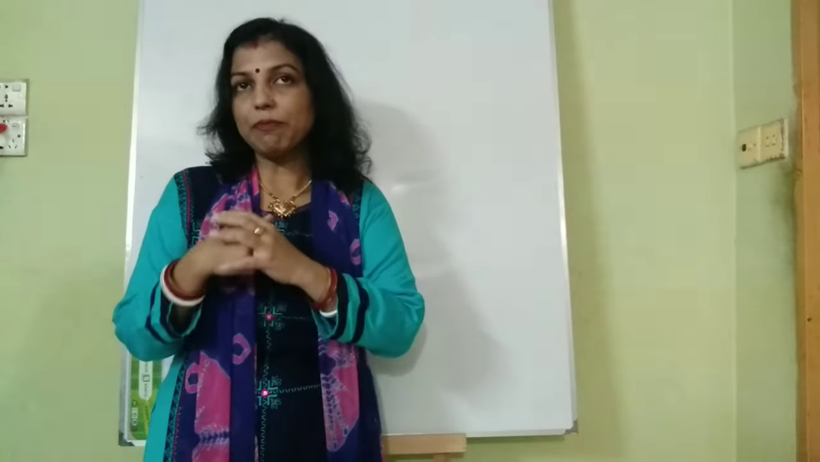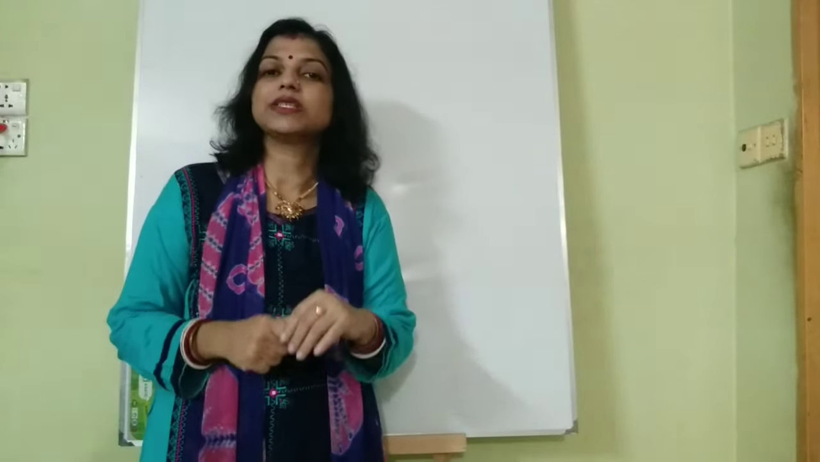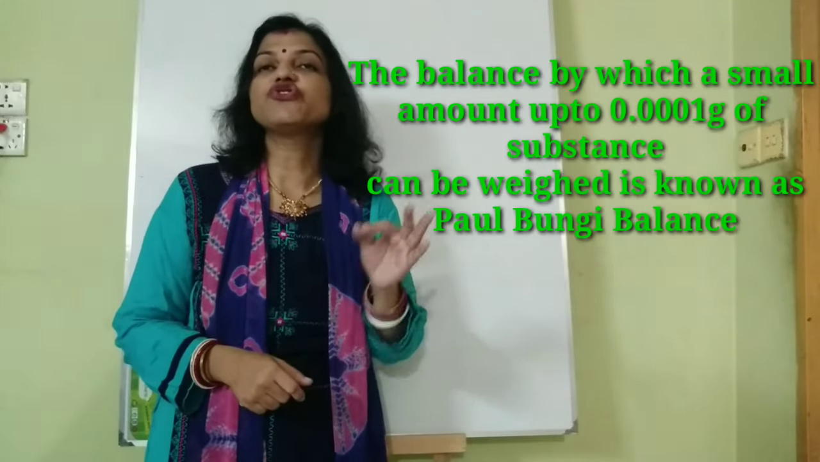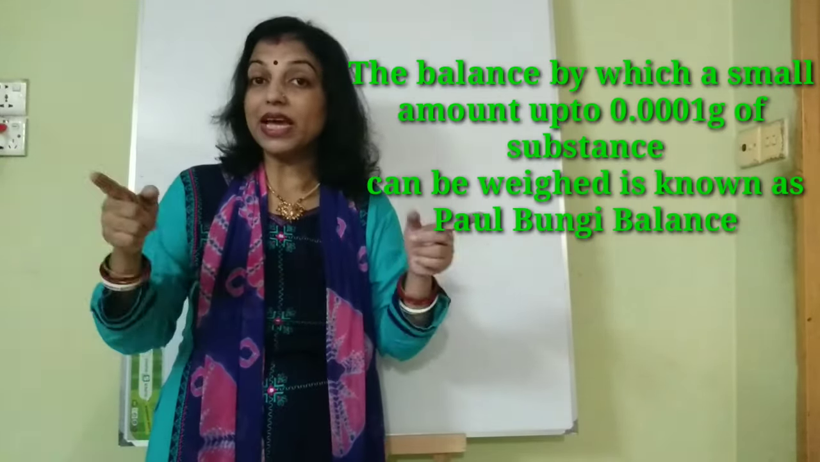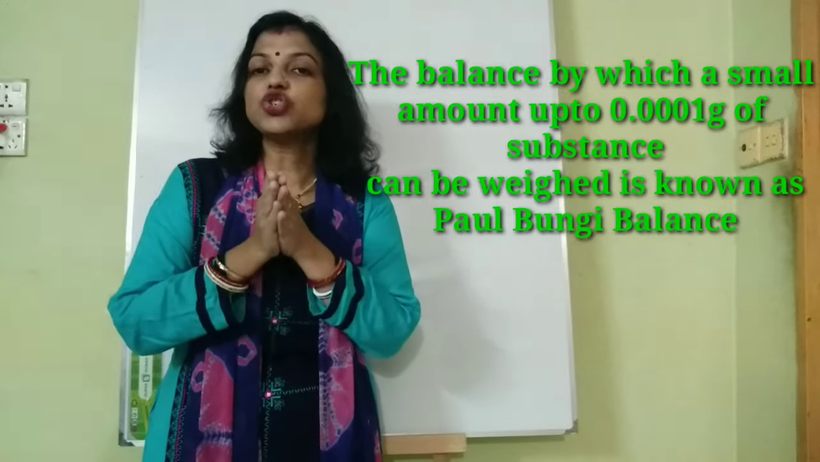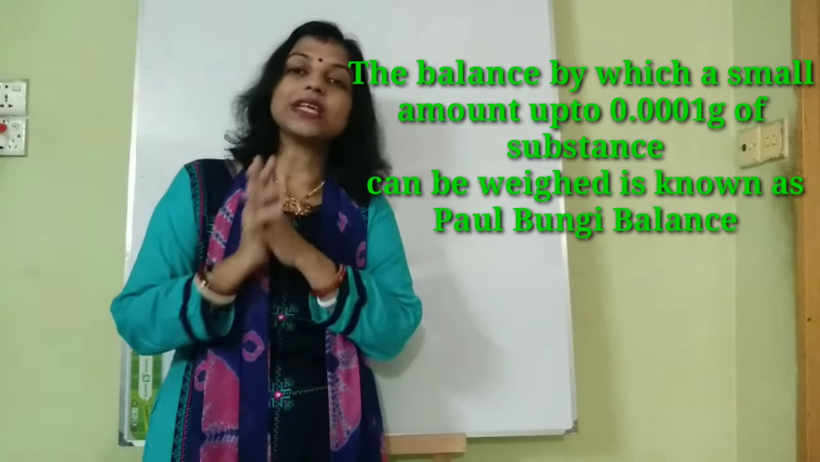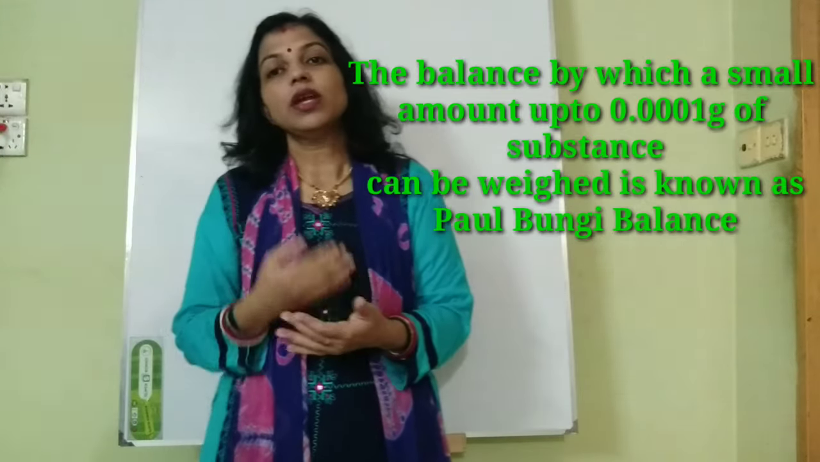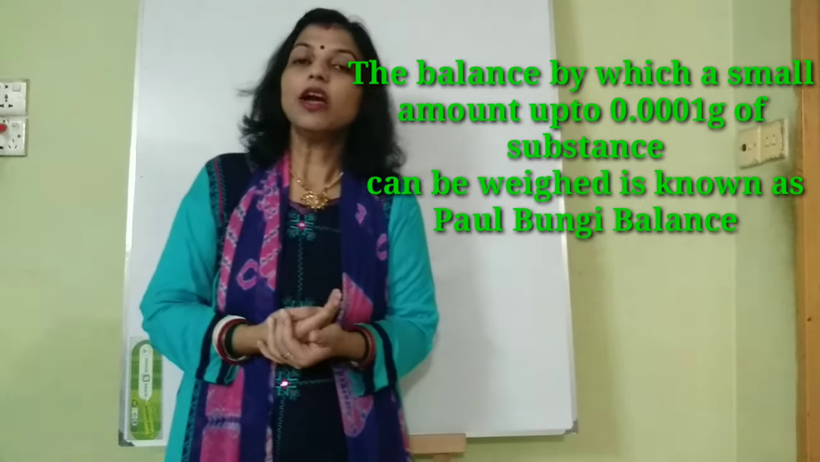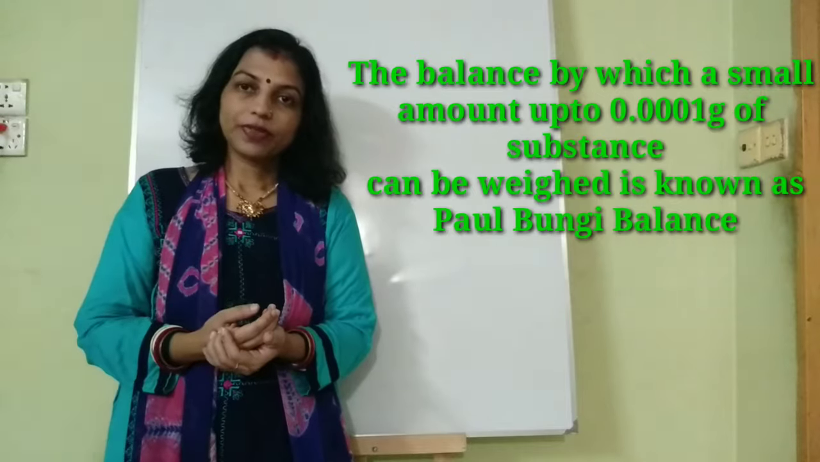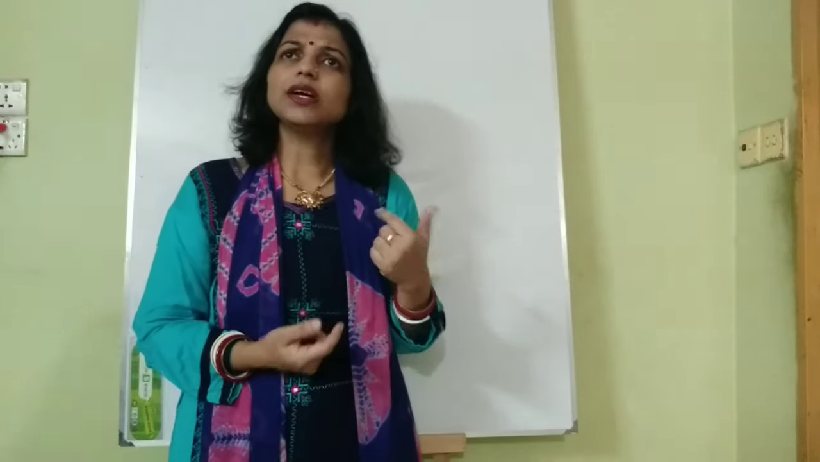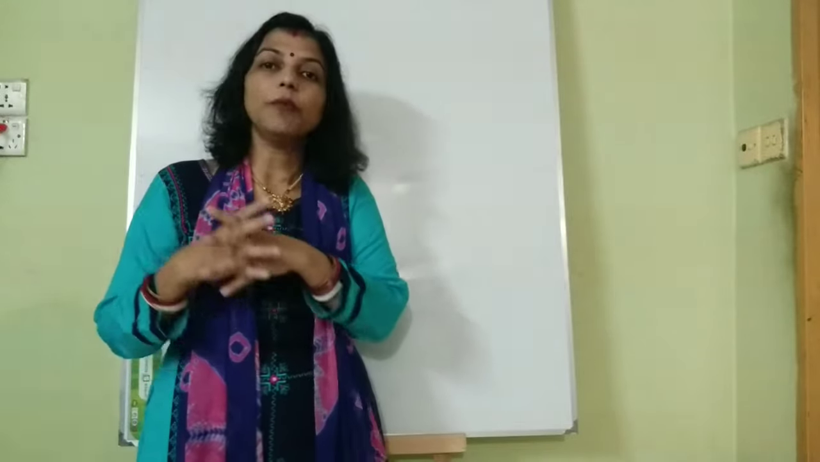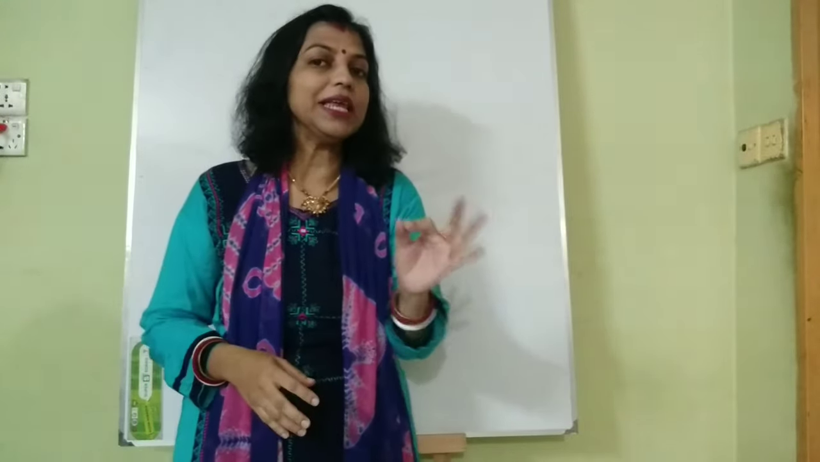Fallbrook balance is the balance by which you can measure a chemical substance up to 0.0001 gram. I repeat again. If you want to measure a chemical substance up to 0.0001 gram, then you can calculate it by using a Fallbrook balance. So we have the idea that by a Fallbrook balance we can measure a chemical substance of minimum weight.